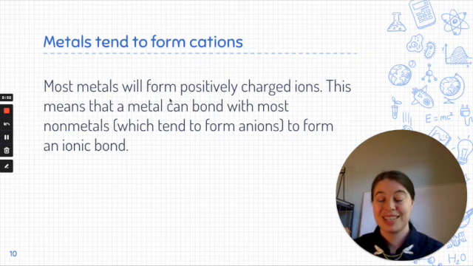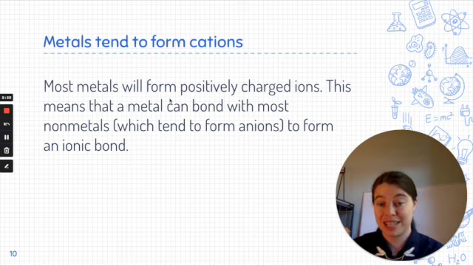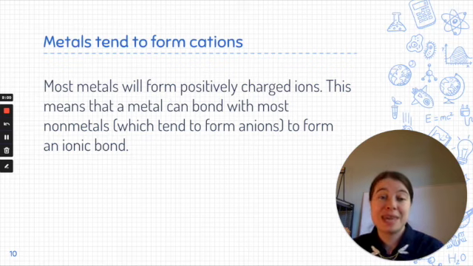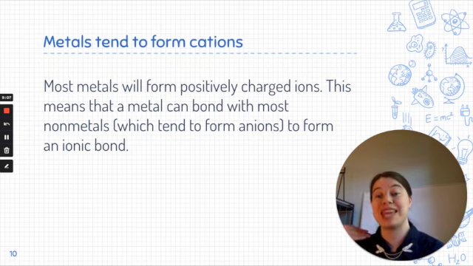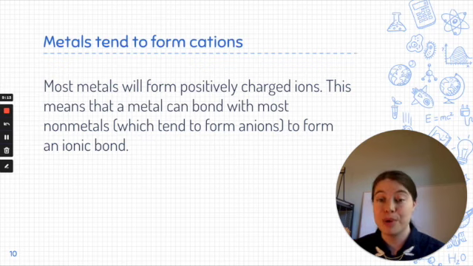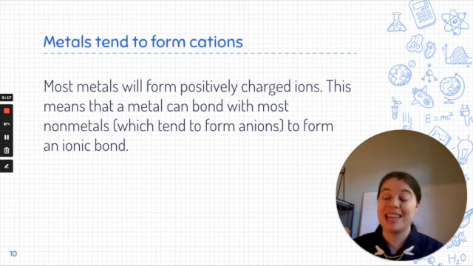So, next property of metals is they tend to form cations. Remember, cations are positive. So what this means is that you can have a metal, which tends to form cations, and if you combine it with a nonmetal, which tends to form anions, you can usually create an ionic bond. So most ionic compounds are made out of a metal and a nonmetal.